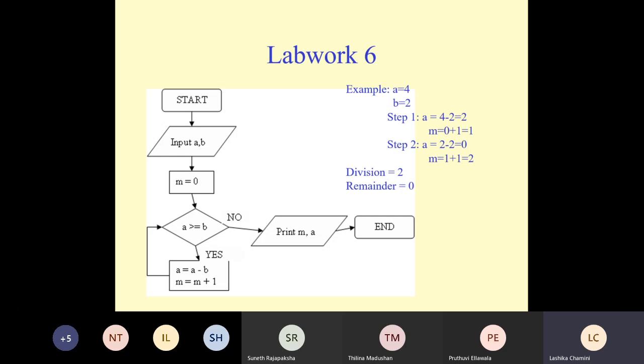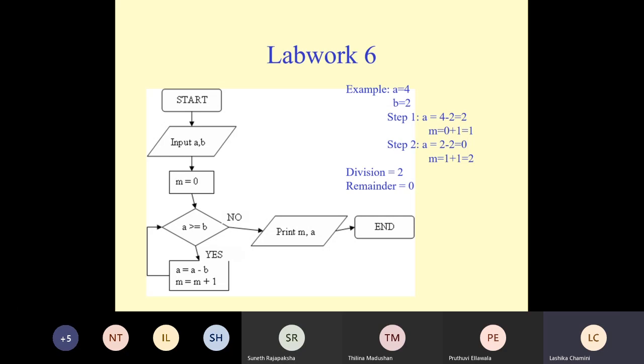So here again we are going inside this loop and we are deducting the value of B from A and we are increasing the value of M by 1. So at the end of step 2, the value of A is equal to 0 and the value of M is equal to 2.